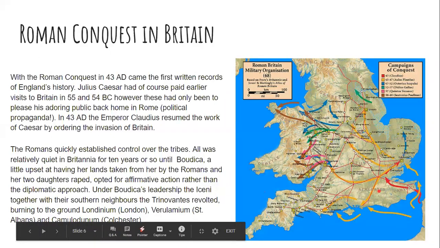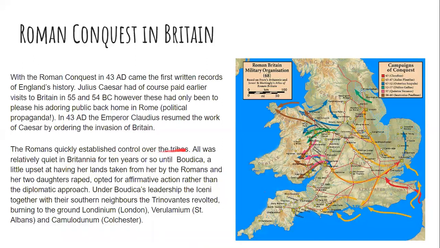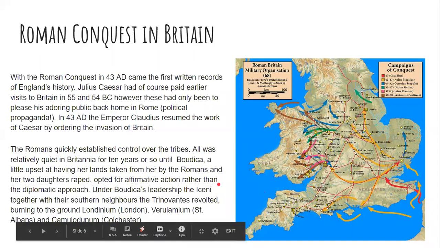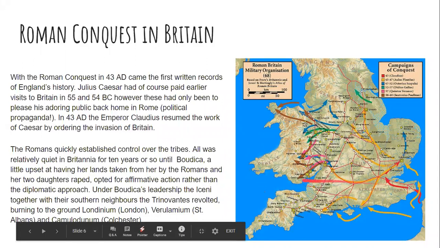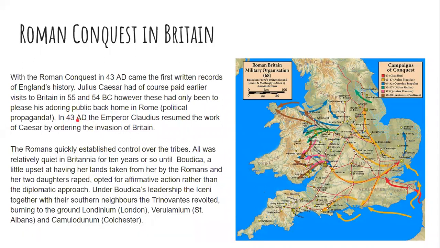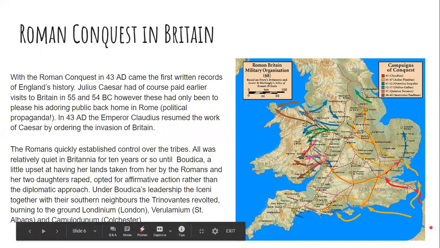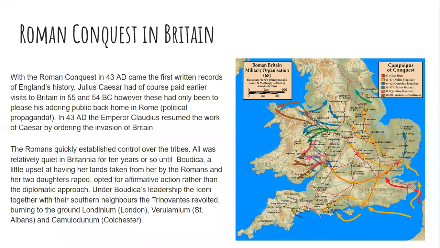Then, because of an emperor called Claudius, who had a very bad reputation as an emperor, he decided to expand his realm and make the empire bigger, and Britain was the perfect excuse. So he came again in 43 AD with lots of Romans. He brought lots of legions, and they came in, established themselves and fought many of the Anglo-Saxon tribes.